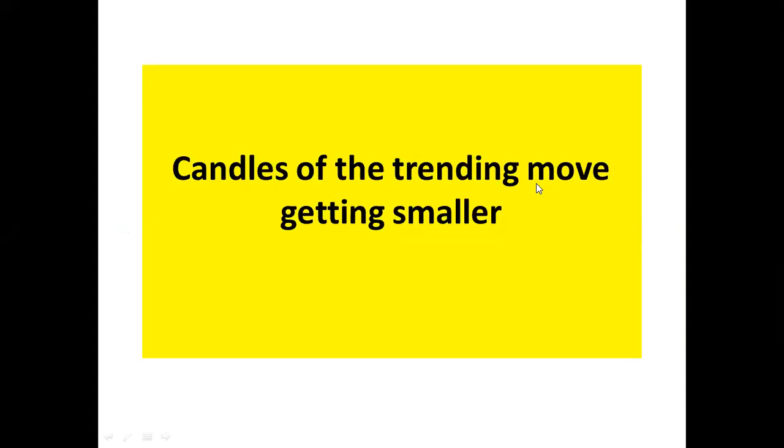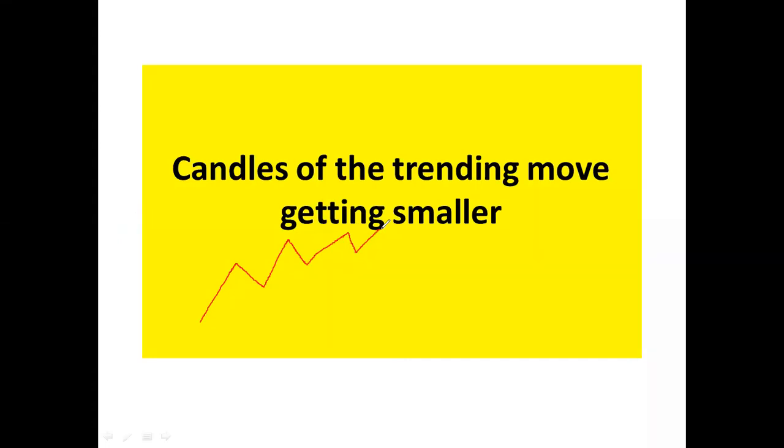So the second point is that the candles of the trading move start getting smaller. We've shown that as an example, but let me recap and show it again here. We have something like this: the candles of the trading move getting smaller. Initially we had a move like this. It goes up, corrects, goes up, corrects, goes up.